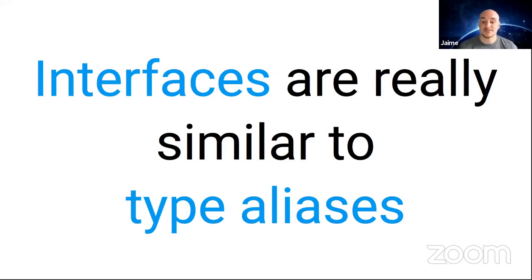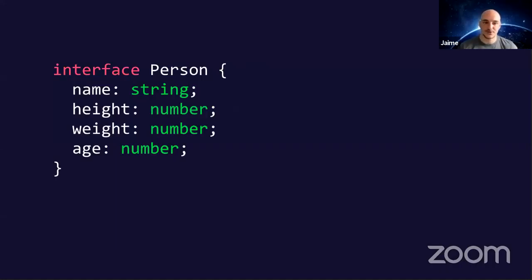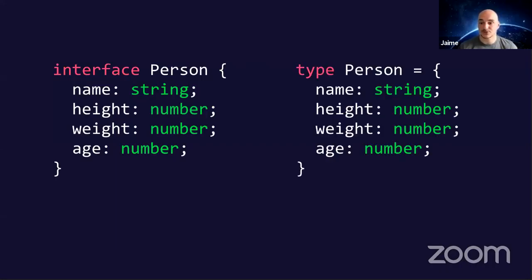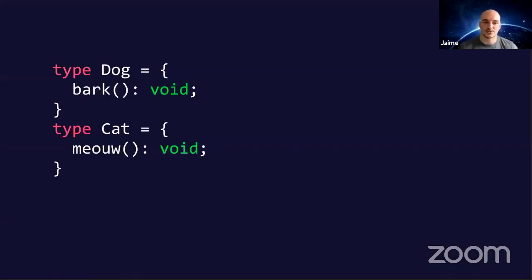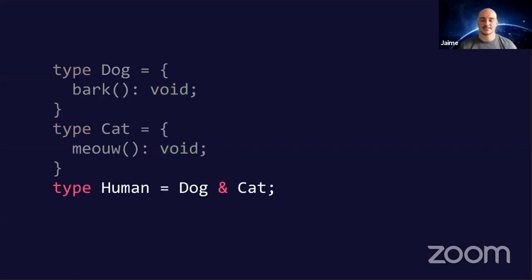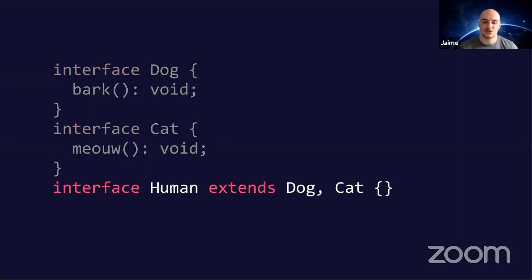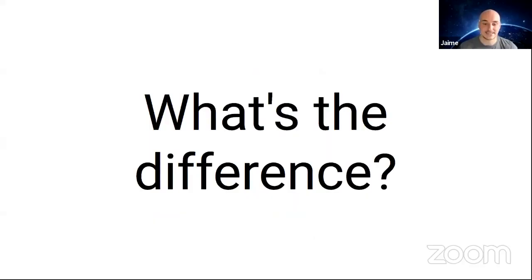Interfaces are super similar to type aliases. So we have this interface Person, and then we have this type alias Person. They are exactly the same, and you can use the alias as well to implement. So you can have a class implement an interface or a type alias, both work. You can also compose them. So here we're composing two type aliases with the intersection operator. Here we're composing two interfaces by extending them, a different syntax, but the result is the same.